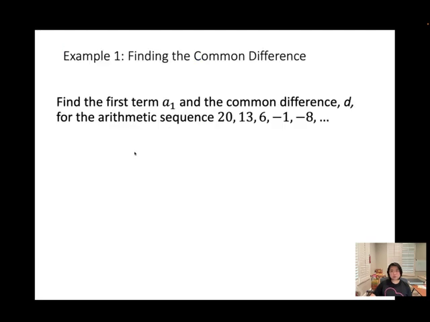Finding the common difference d. If I give you an arithmetic sequence, how can you find d? a1 is equal to 20. So the difference will be a2 minus a1. Plug it in: a2 is 13 minus 20, which is negative 7. You should always double check all of them. So 6 minus 13 is also equal to negative 7, and negative 1 minus 6 is also equal to negative 7.